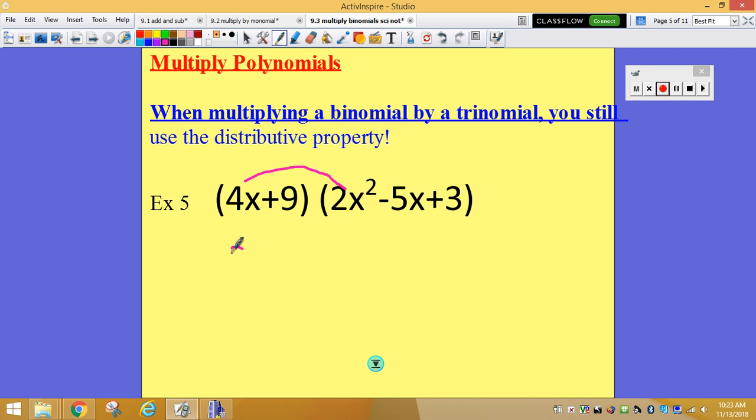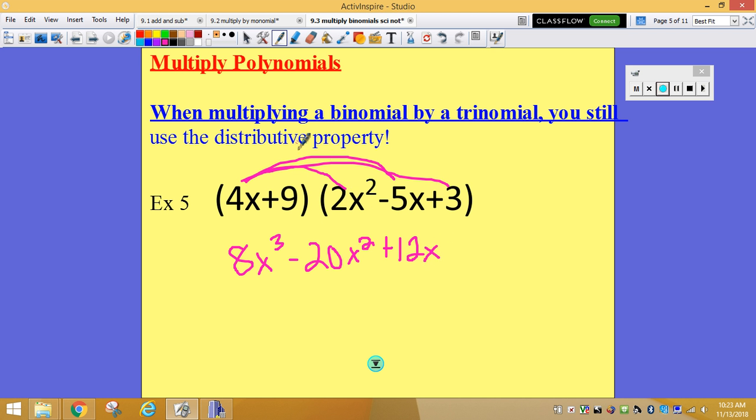4 times 2 is 8. Add your x's and you get x to the third. 4 times negative 5 is negative 20. Add your x's and you get x squared. 4 times 3 is 12. There's no x to add to it, so we're just going to bring that x down.